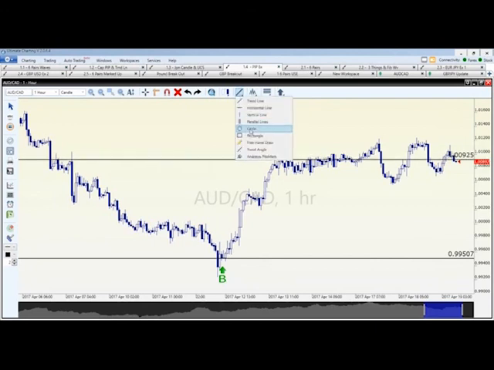So our exit, actually we hit it right there, okay? So we would have hit our first exit, okay? Hopefully you can see this.